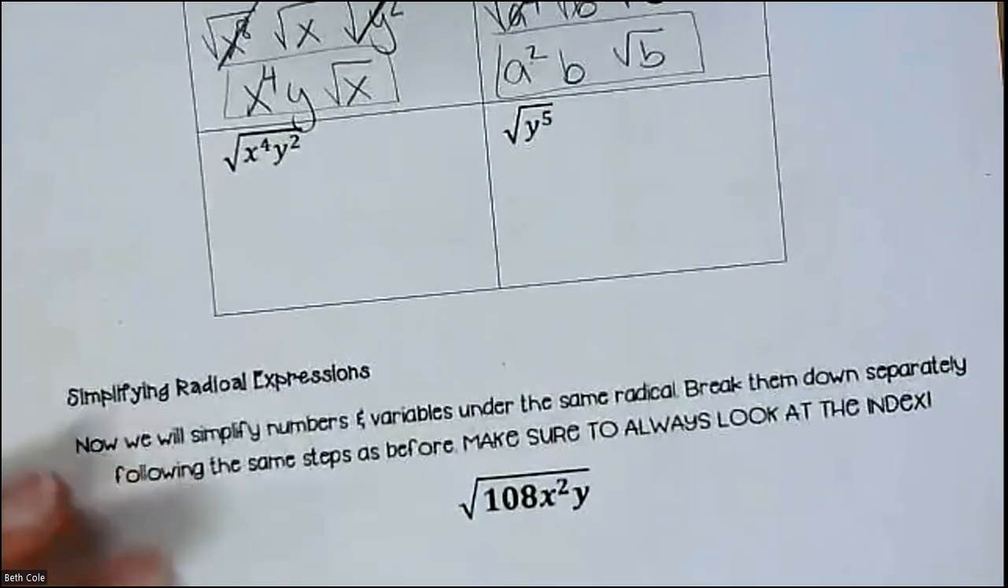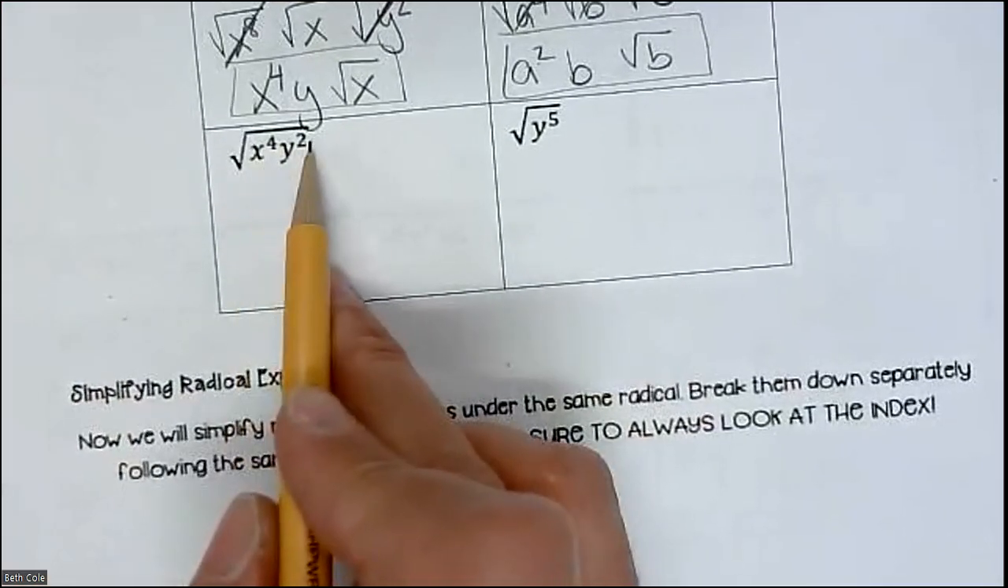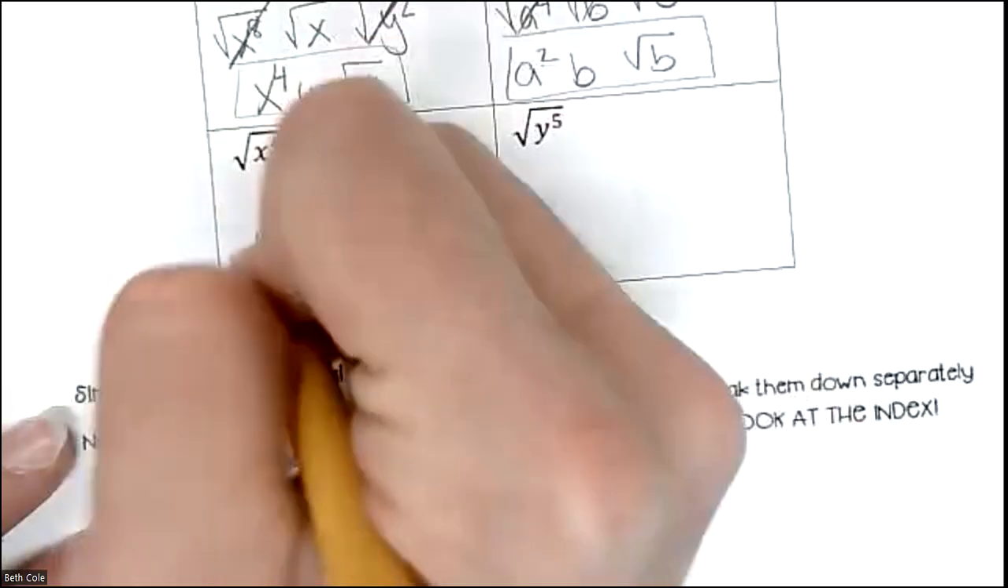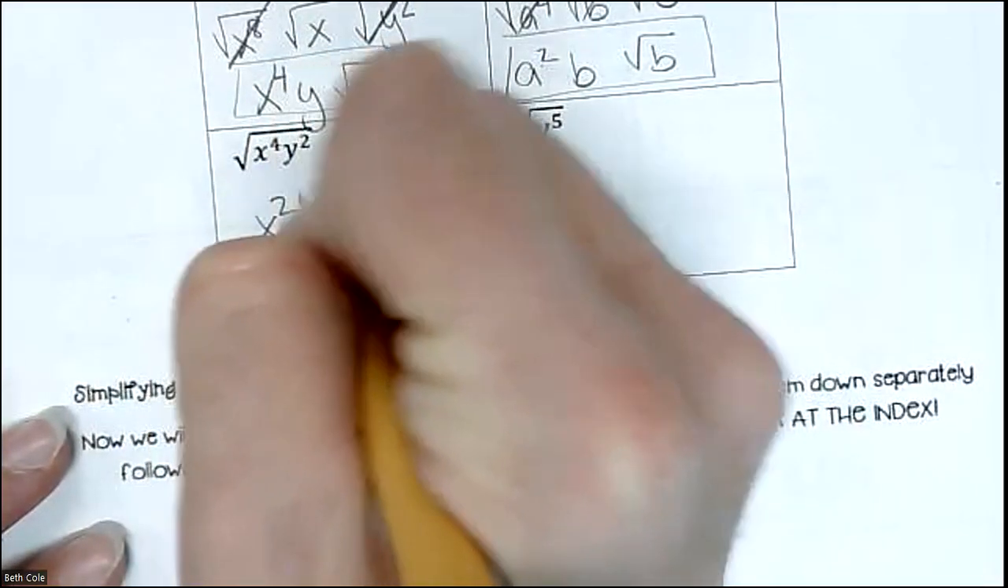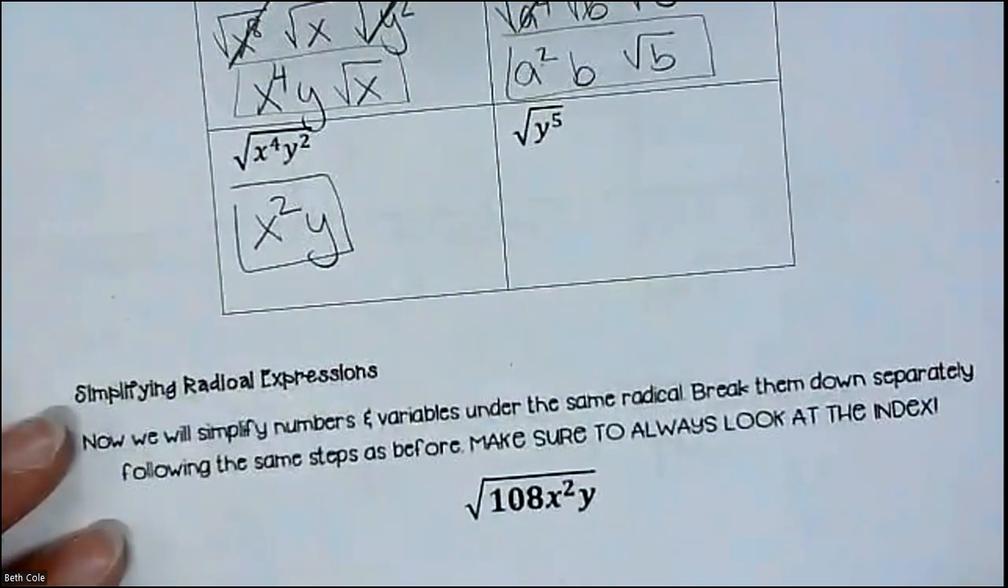I kind of like these. I think it's honestly easier with the variables. And this one's actually really nice because what do you notice about 4 and 2? It's just divide by 2. What would this reduce to? X to the 2nd and y to the 1, which you don't even have to put the 1.